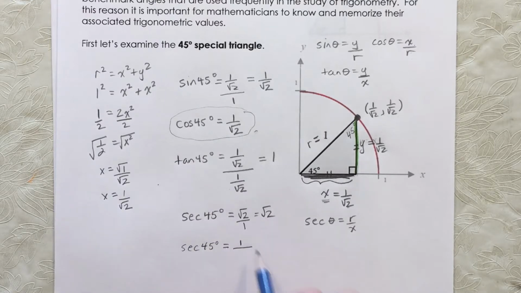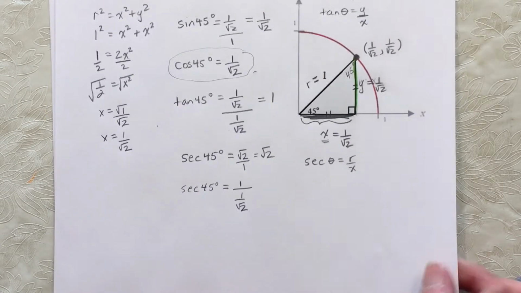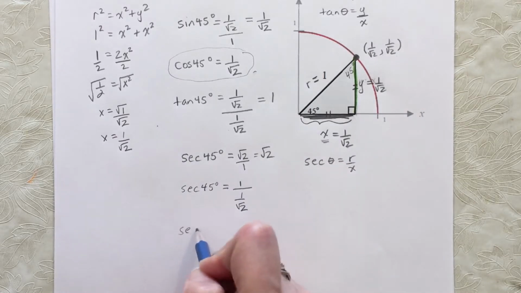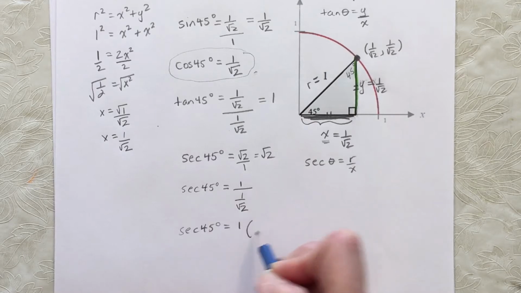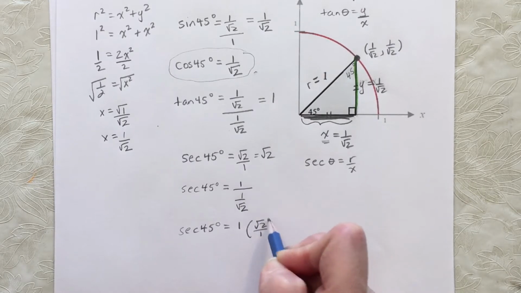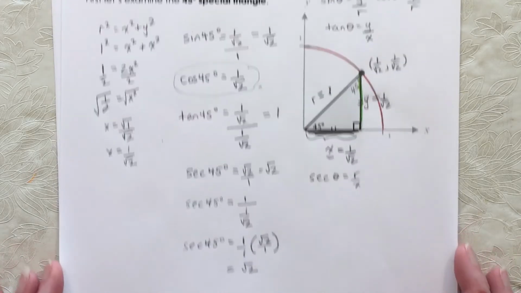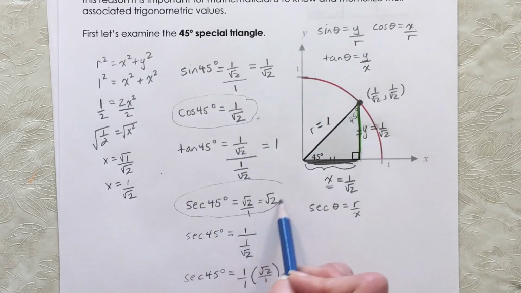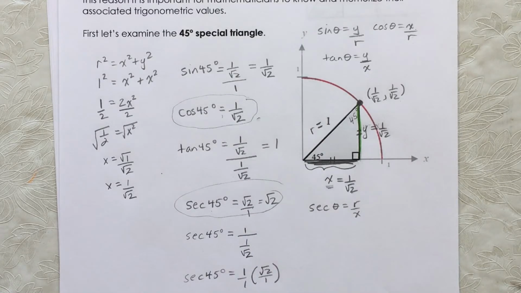r is 1 over x, which is 1 over root 2. What happens when you divide a whole number by a fraction? You multiply by the reciprocal, so 1 times root 2 over 1, which is just root 2. So this is kind of the easiest route. If you know the cosine of it, you flip that upside down and that will give you the sec.